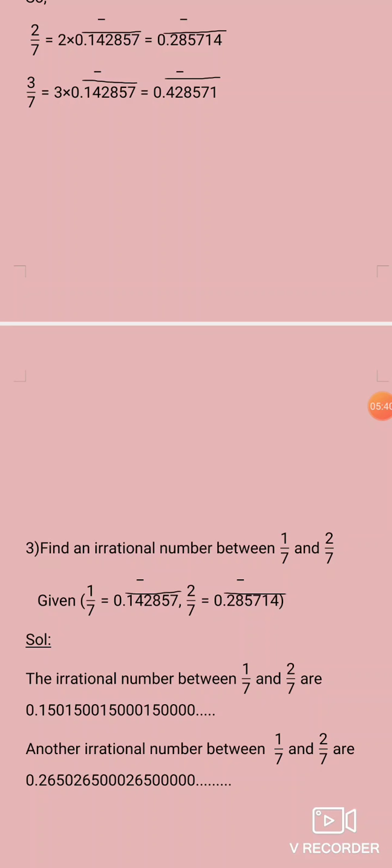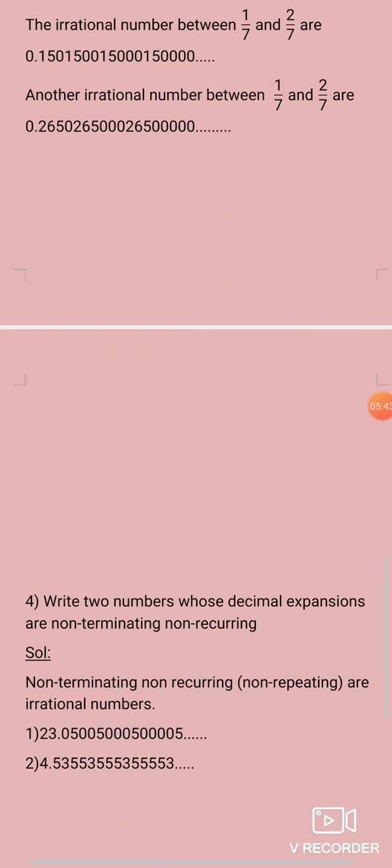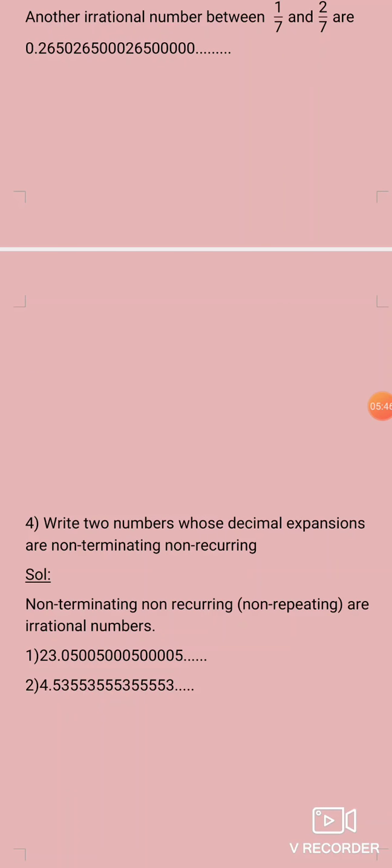Okay, a different one. Now the next one, listen. Next type: write two numbers whose decimal expansions are non-terminating, non-repeating. Now listen carefully. Non-terminating, non-repeating or non-recurring means what? These are irrational numbers. So any example you can write, that is 23.05, 005, 0005, etc. Then another example: 0.53553, 5553, etc. Clear, students? Okay. Thank you.